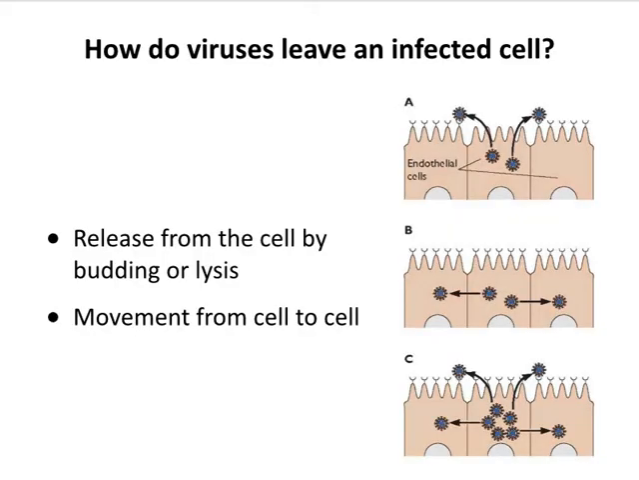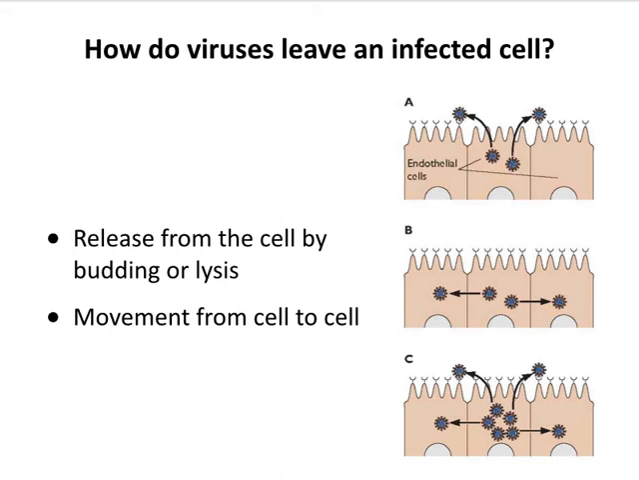Last step is leaving the cell. And this can happen when viruses bud, which, as we've talked about, the budding process releases the virus particle from the cell. For viruses that do not bud, like picornaviruses or any virus with an icosahedral capsid, they typically leave the cell when the cell breaks open. The cell lyses.